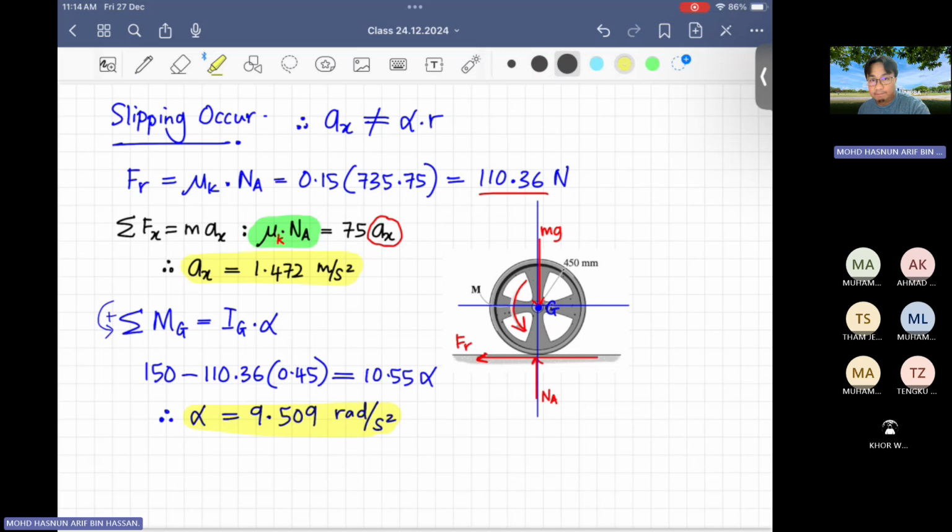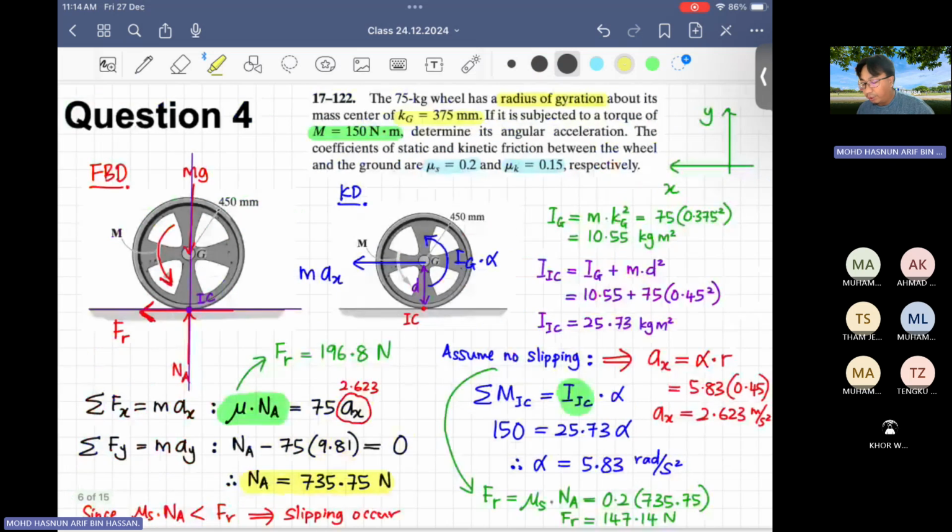Any question on this calculation? So in this example is basically when you look at the question, the information whether slipping occur or not is not given, and you can know this by looking at the coefficient of friction given. Two coefficients of frictions are given, mu s and mu k, which means that you need to determine whether slipping occur or not. So you will start your calculation as usual, and by assuming that no slipping occur.